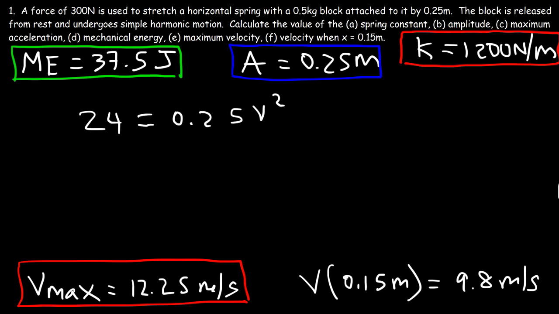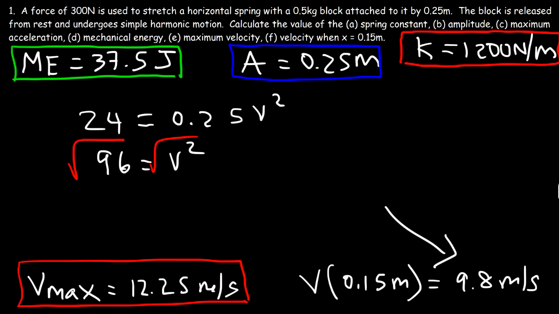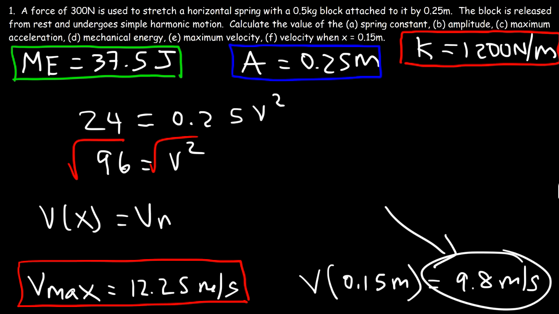Next, divide 24 by 0.25. That will give you 96, and so 96 is equal to v squared. And now we just got to take the square root of both sides. So the square root of 96 is 9.8, and so that will give us that speed again. So we get the same answer. So as you can see, you could use conservation of energy to calculate the maximum velocity or the velocity at any position. Or you could use that other equation to get that answer, which was this one. So there's more than one way to solve these kinds of problems.